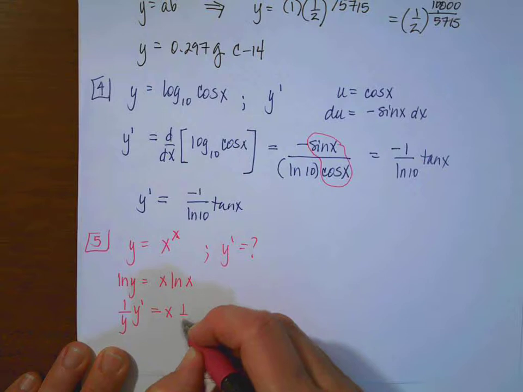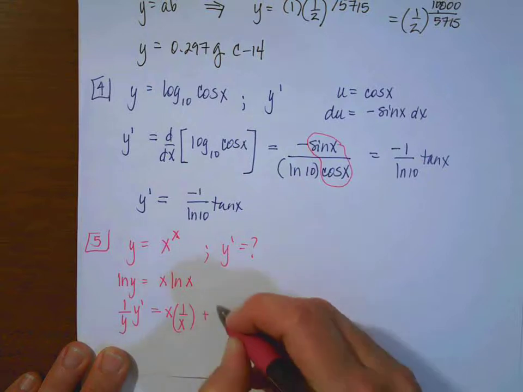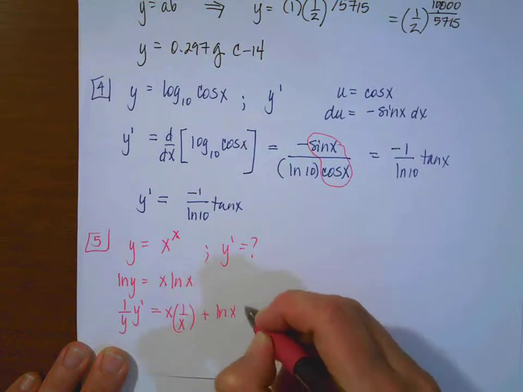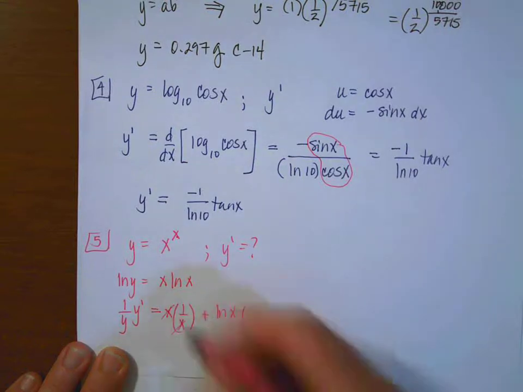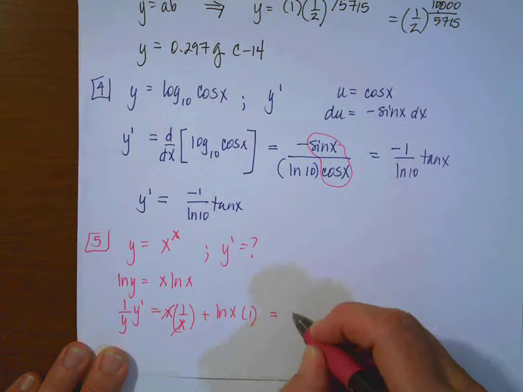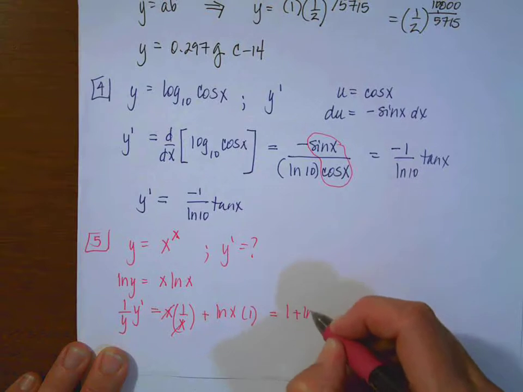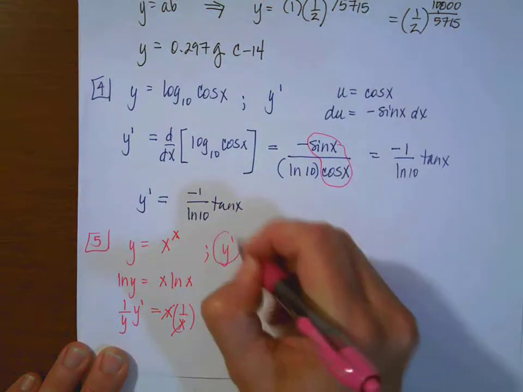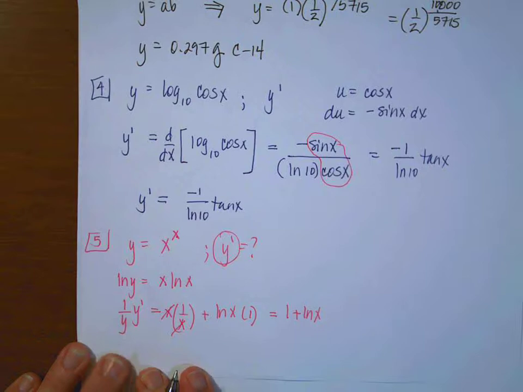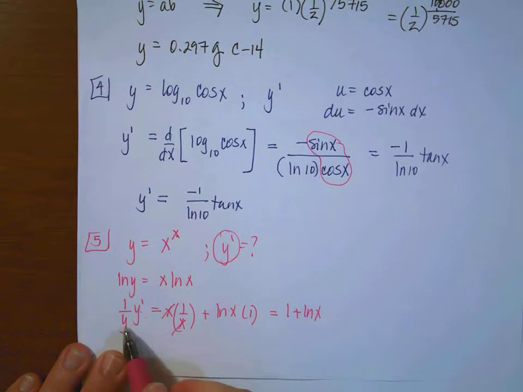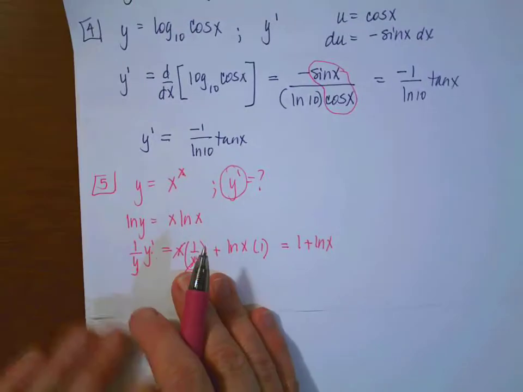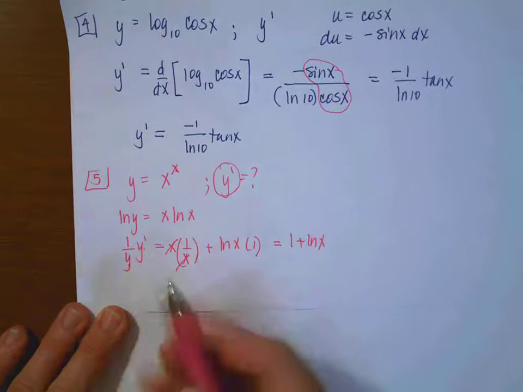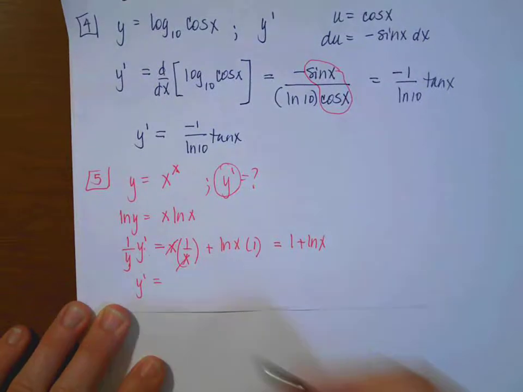On this side, I have the product rule, so it's going to be the first thing times the derivative of the second plus the second thing times the derivative of the first. Alrighty, well, these guys cancel, so then this is 1 plus the natural log of x. But remember, we're trying to solve for y prime. Y prime is here, so I'm going to cross multiply. This is a really nice step to remember so that you don't actually have to do quite so much work.